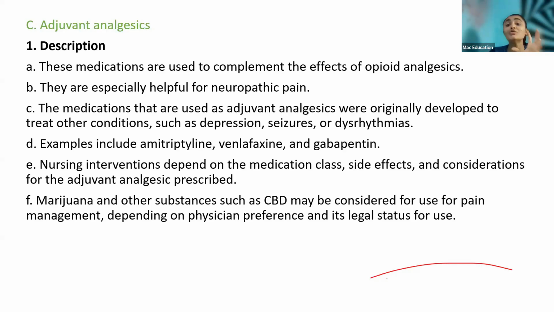If the patient is having neuropathic pain, what is that? Neuropathic pain means the pain that occurs when nerve damage happens because of some disease. Yes, the client is having nerve pain, and that is neuropathic pain. The medications used as adjuvant analgesics were originally developed to treat other conditions such as depression, seizures or dysrhythmias. Like depression: we know one type of depression medication that is used both as an antidepressant and for neuropathic pain. What was that medication?